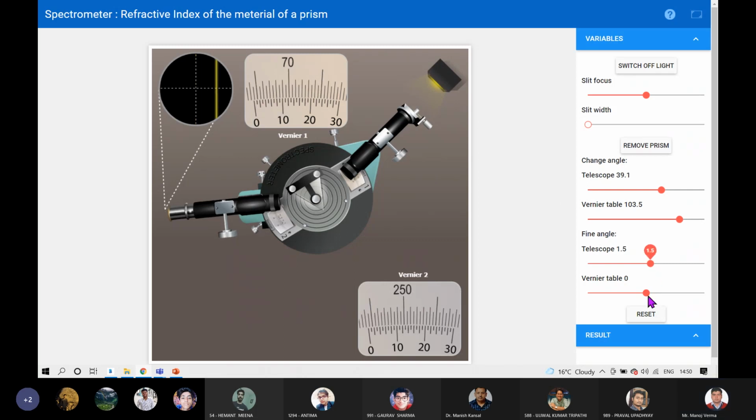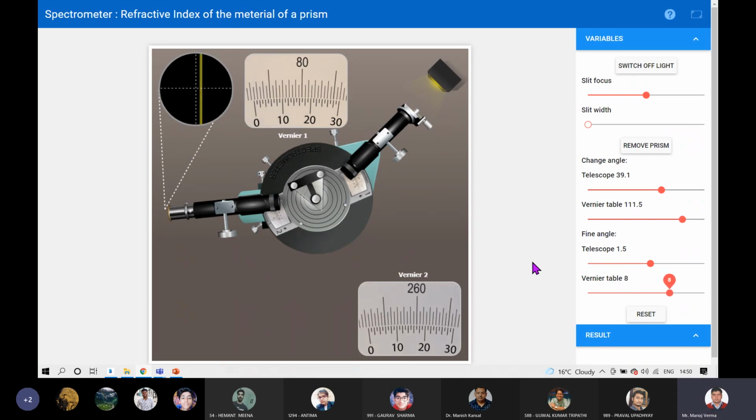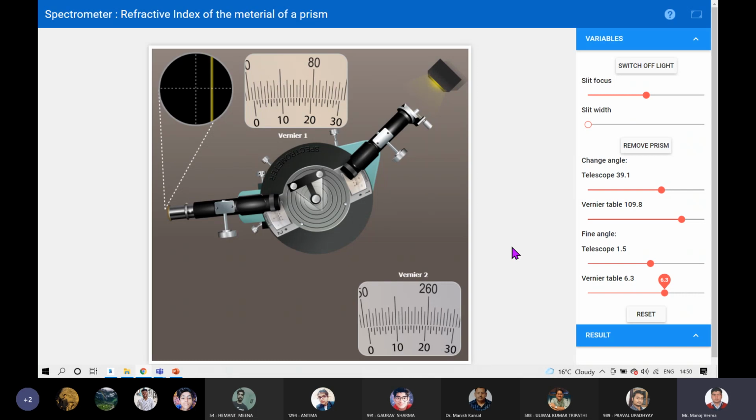Now what I can do is, with the help of this fine angle slider, I will start moving this vernier table in very fine steps. We have seen the condition of minimum deviation at this point. I am rotating the prism table and continuously decreasing. You can see from the numbers, it is 6.5 now, then 6.3, 6.2, and the slit is moving towards my right hand. I'm decreasing this number, 6.2, 6.1, 6.0, 5.9, 5.8, 5.7, and it is continuously moving to my right.